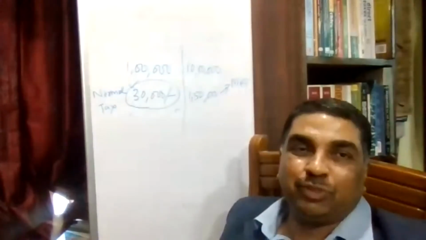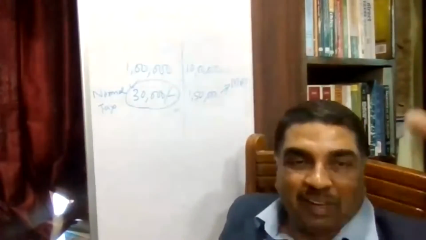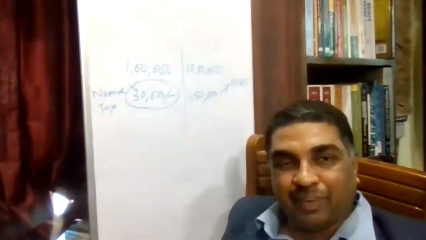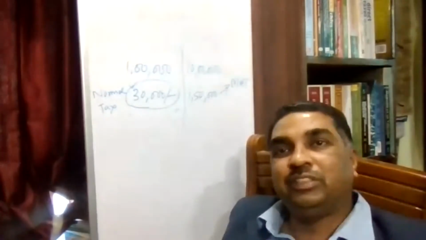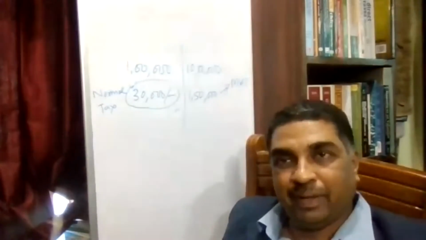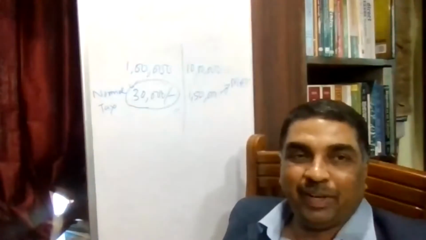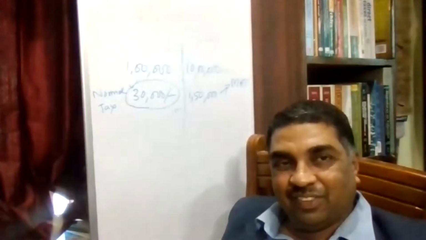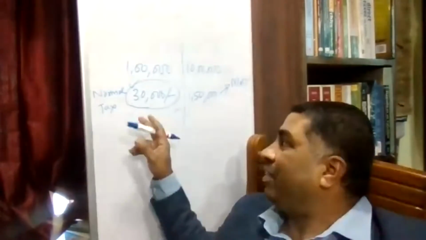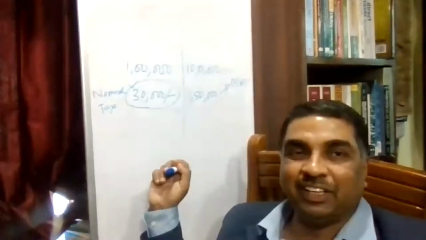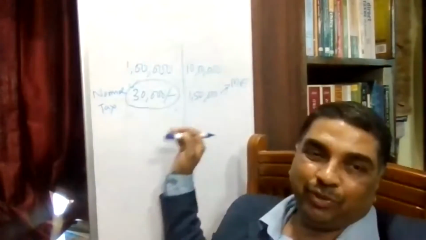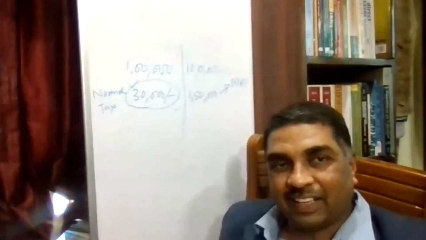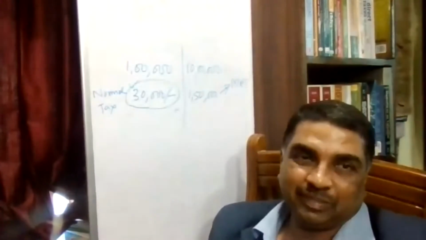So what you are supposed to do is compute the normal tax first, then compute 15% of your book profit. Whichever is higher, you have to pay that. So even if your tax payable under income tax law is lower, you have to pay at least 15%. That is referred to as minimum alternate tax.